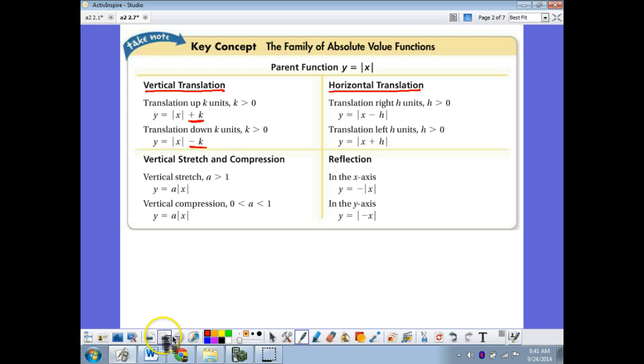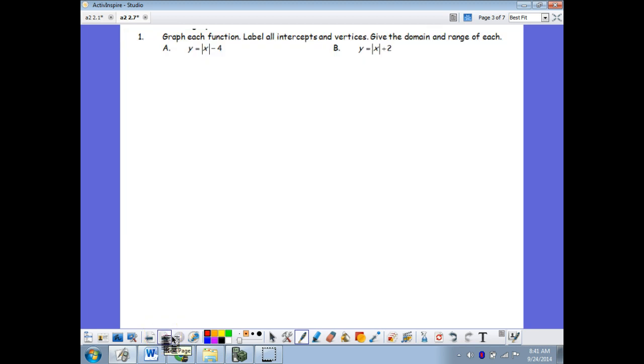So the first two examples we're going to look at are cases of vertical translations. So this first one, we're going to sketch this graph. And again, just like with the lines, we're going to label all intercepts. That's x and y intercepts, and we'll talk about how to find those. And we're also going to give the domain and range of each of these functions.